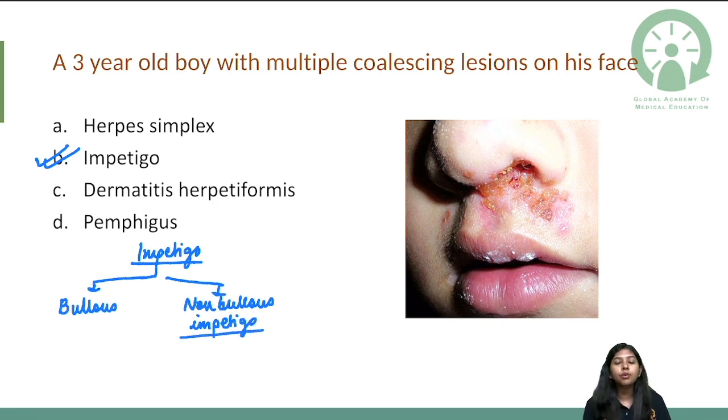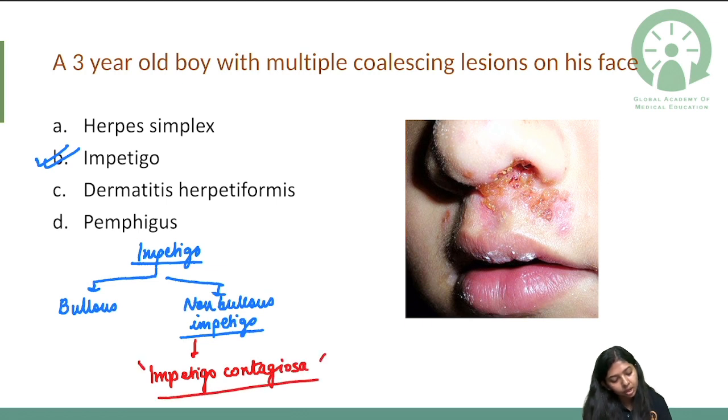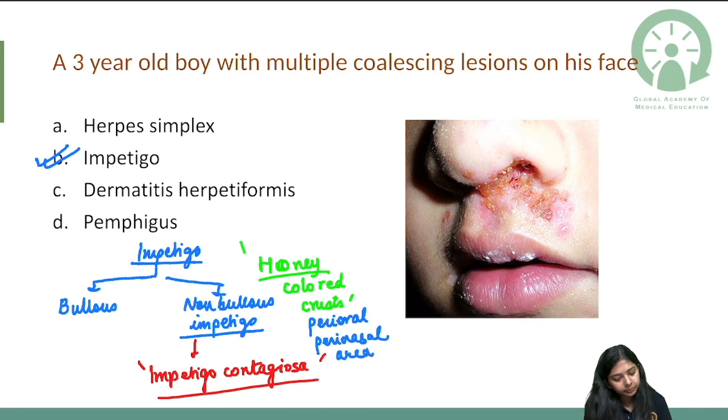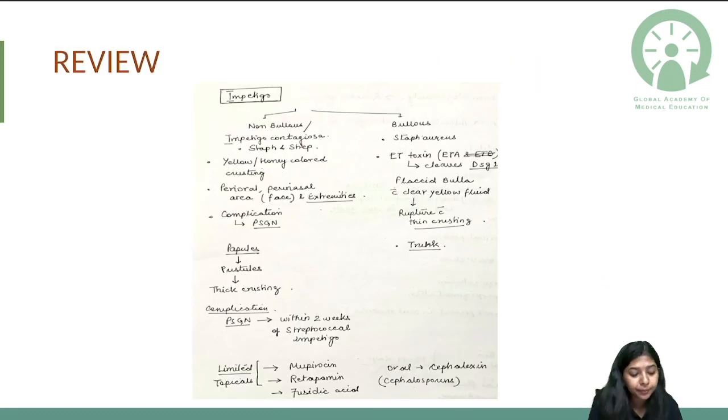Because non-bullous impetigo is very contagious, it is also called impetigo contagiosa. What is the characteristic feature? You get honey colored crusts here in the perioral or the perinasal area. Right? It is caused by staph.